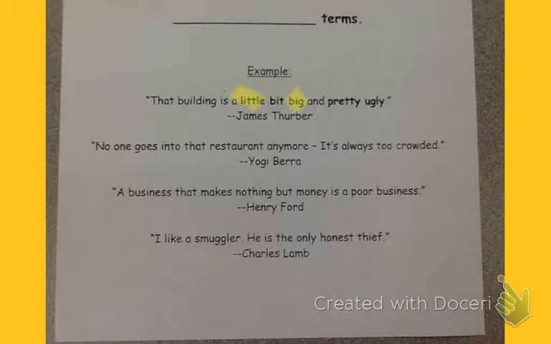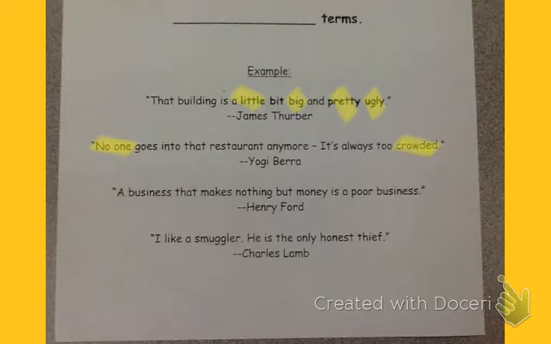The building is also pretty and ugly at the same time. You cannot be pretty and ugly at the same time. You can be one or the other, but you can't be both. When we say something is pretty ugly, we mean that it's super ugly, but we use the word pretty. That's an oxymoron. No one goes into that restaurant anymore. It's always too crowded. If nobody is in the restaurant, why is it crowded?